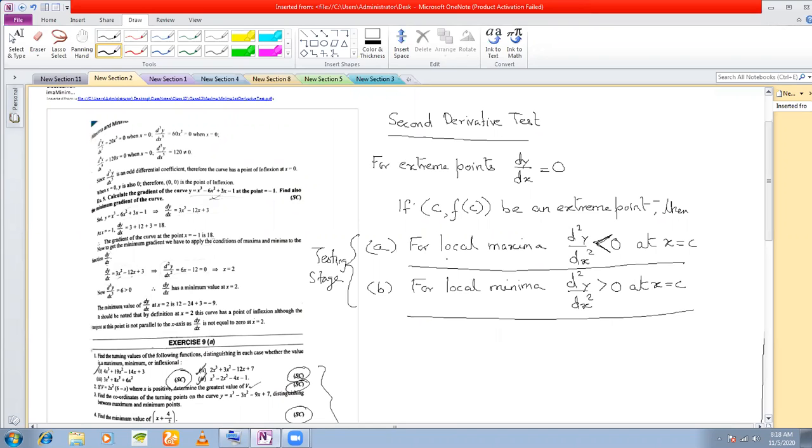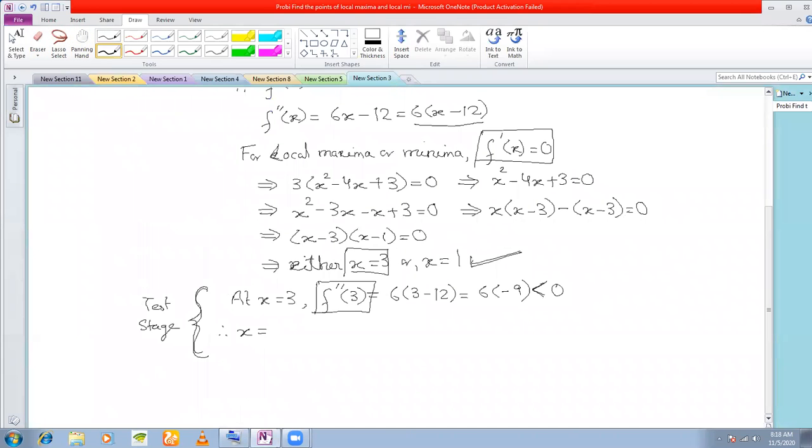So what is this point? This is a point of local maxima. So therefore, we say x is equal to 3 is a point of local maxima. Understood? And what is the maximum value?